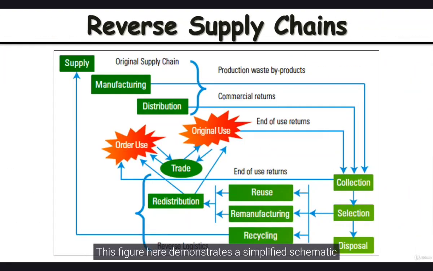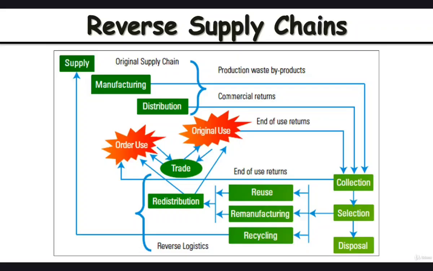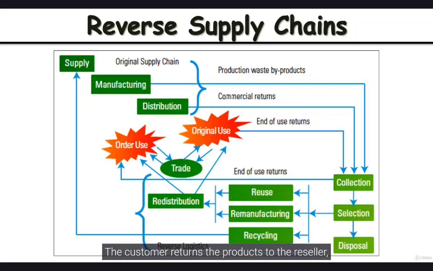This figure here demonstrates a simplified schematic of a generic reverse supply chain for commercial product returns. The customer returns the products to the reseller, product acquisition, from where they are shipped to the returns evaluation location, reverse logistics, for issuing credit and product disposition, inspection and disposition. Diagnostic tests are performed to determine the commercially optimal disposal action for the returned product.